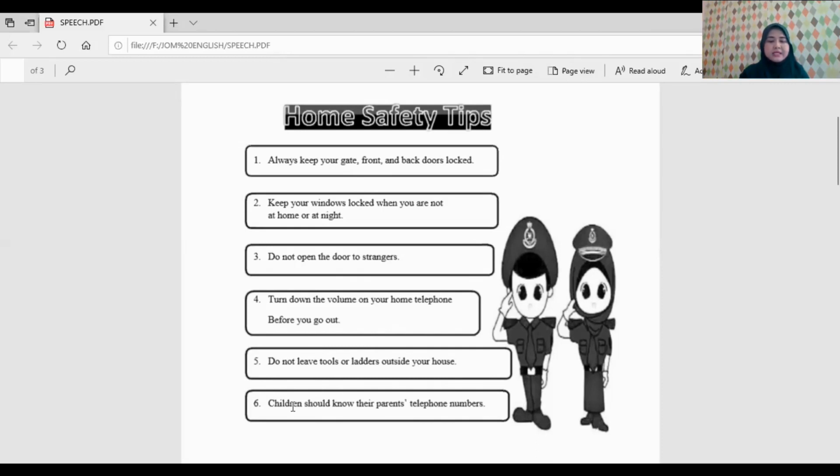The last tip is children should know their parents' telephone numbers. So remember, kids, you have to memorize your parents' telephone numbers for emergency purposes.